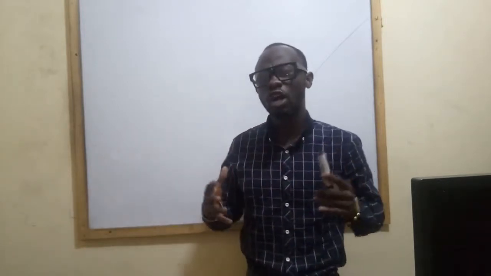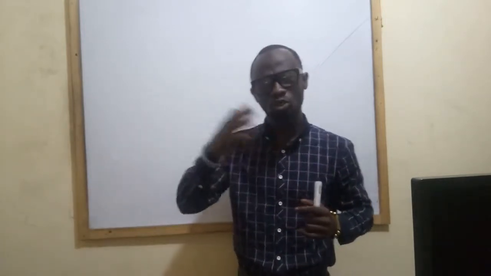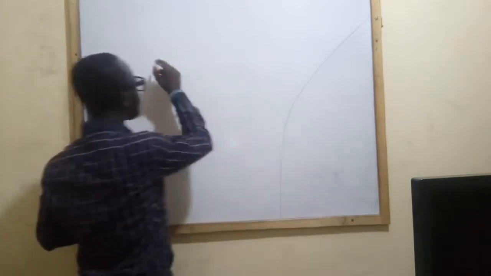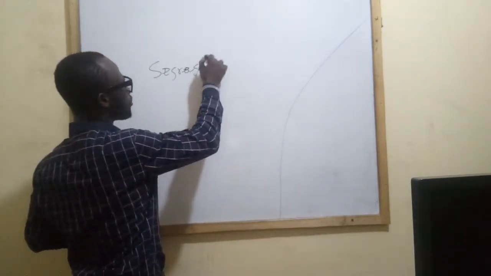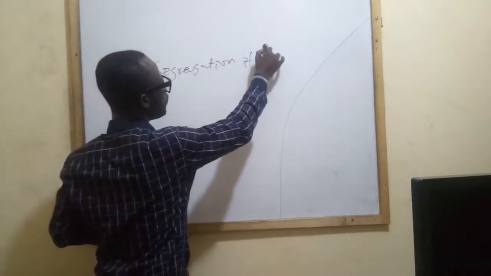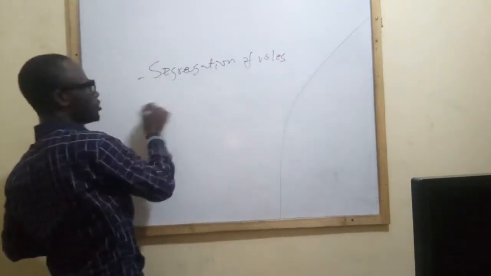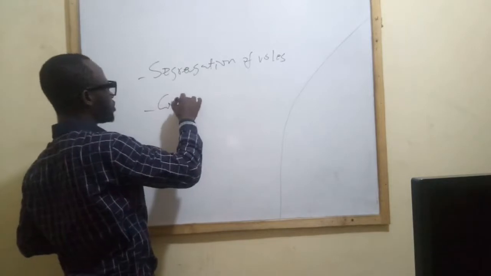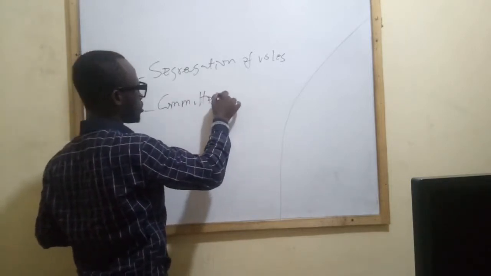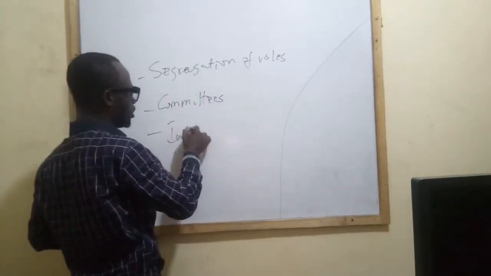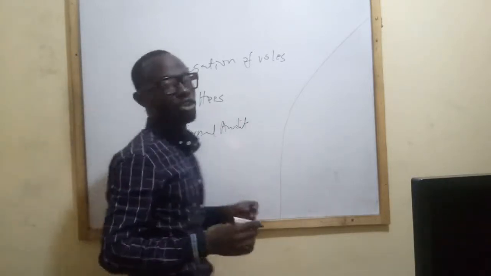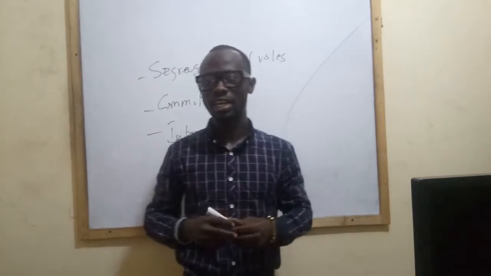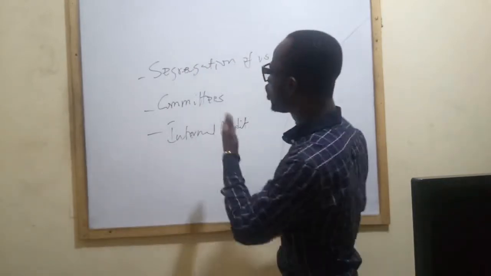So in order to talk about how organizations can practice good corporate governance, three things we have to talk about: 1, segregation of roles; 2, committees; and then 3, internal audits. Segregation of roles, committees, and then internal audit. Now, what do we mean by this?